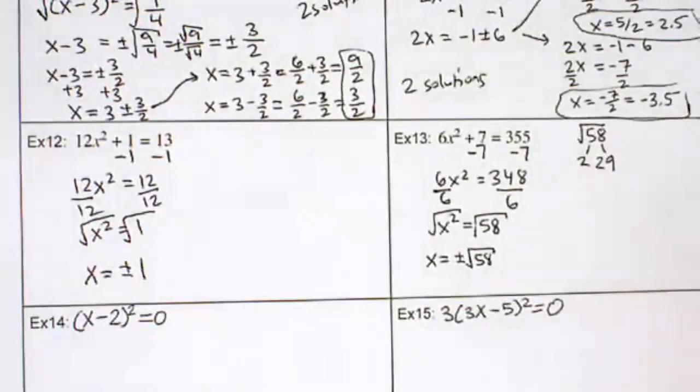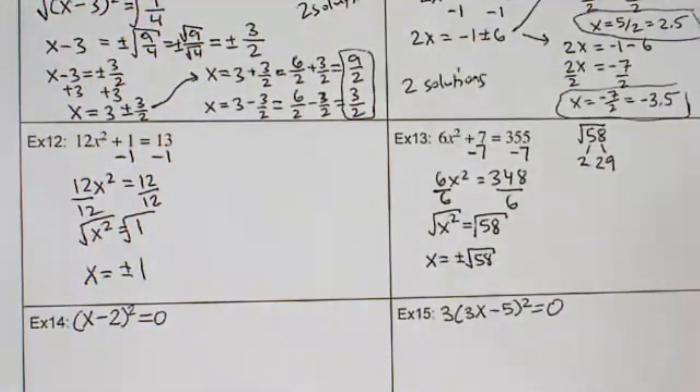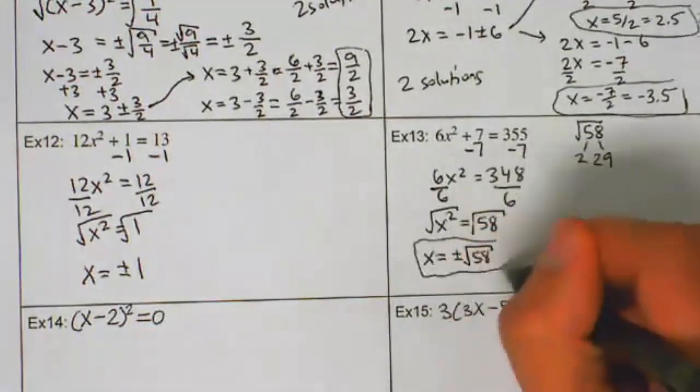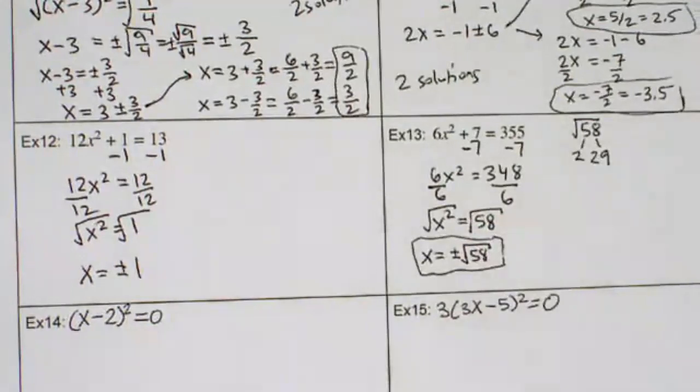29 is unfortunately a prime number. So 58 cannot be simplified at all. So our solution is simply x is equal to plus or minus the square root of 58. All right. Well, number 13, despite having some scarier numbers and needing to appeal to the calculator, was actually as easy as number 12 was, which was pretty cool.